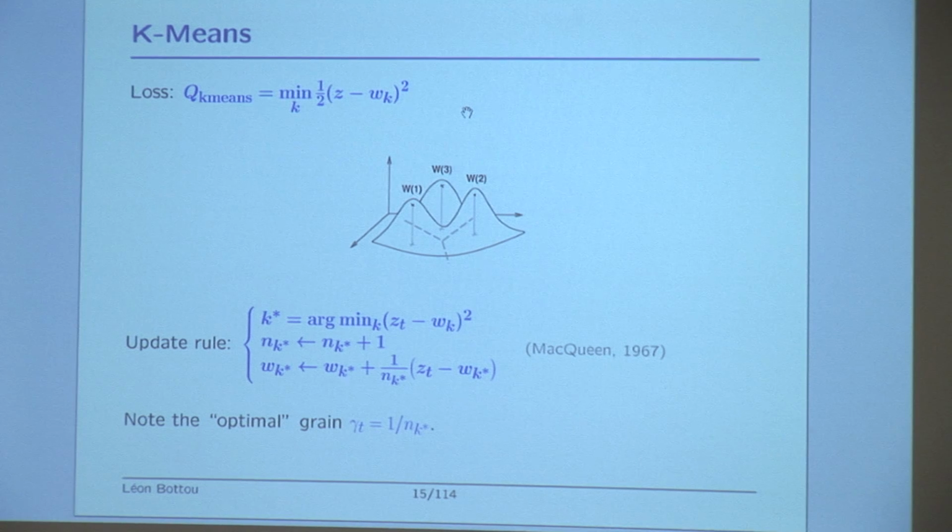So if you write this loss and forget that sometimes it's not differentiable, to compute the derivative, you have to look at which of the centroids is closest. So that's K star. And then you can compute the gradient, which is going to be ZT minus WK star. It turns out that you can do it quite nicely with a gain that's 1 over NK star, where NK star is the number of points that were on the centroid. And that's what McQueen did in '67. So there is this optimal gain. But that's basically the K-means rule in an online fashion.